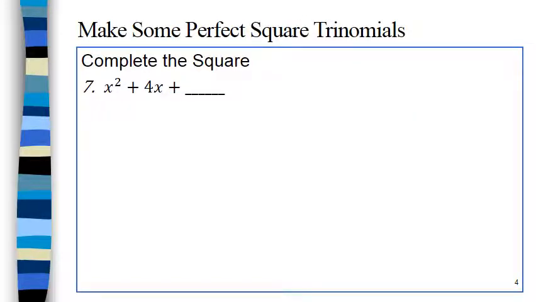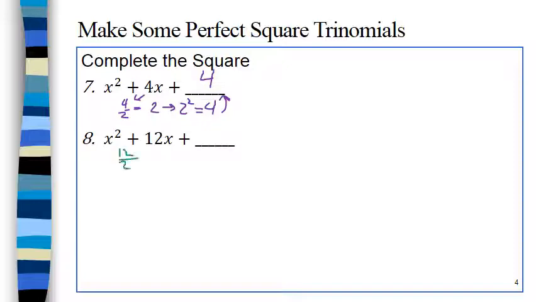And this helps me if I want to finish off a trinomial to create a perfect square. So let's go ahead and complete the square for some of these trinomials. So I have x squared plus 4x plus something. Well, I know that my middle term is 4, so if I take 4 and divide that by 2, I know the second term in the binomial is 2. 2 squared is 4, so therefore this number must be 4. And I can repeat this process. So 12 divided by 2 is 6. 6 squared is 36. So x squared plus 12x plus 36 is a perfect square.